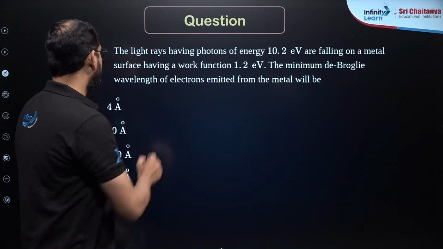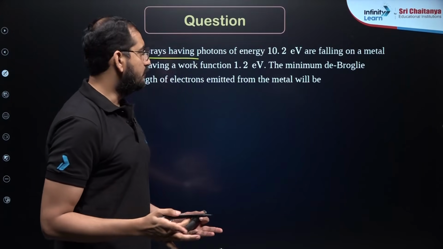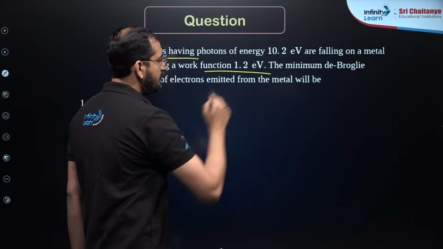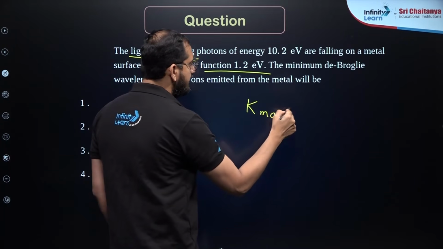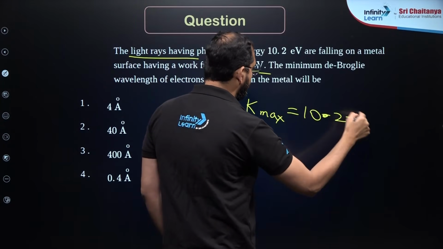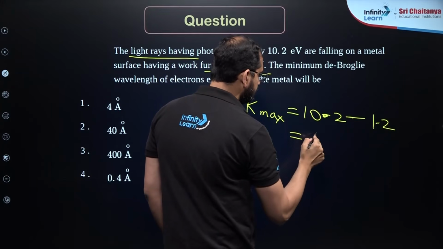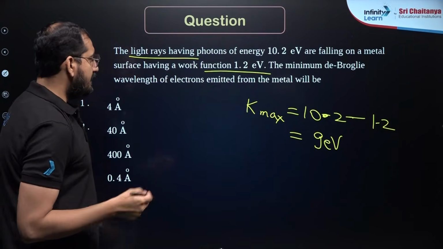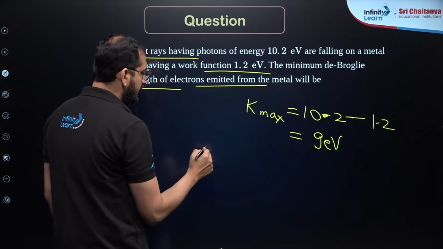So there is a light ray of photons of energy 10.2 electron volt. They are falling on a metal surface. Work function is 1.2. So how much will be the K max? K max will be total energy 10.2 minus work function. That is 9 electron volt. And I want to calculate the minimum de Broglie wavelength of the electrons emitted.